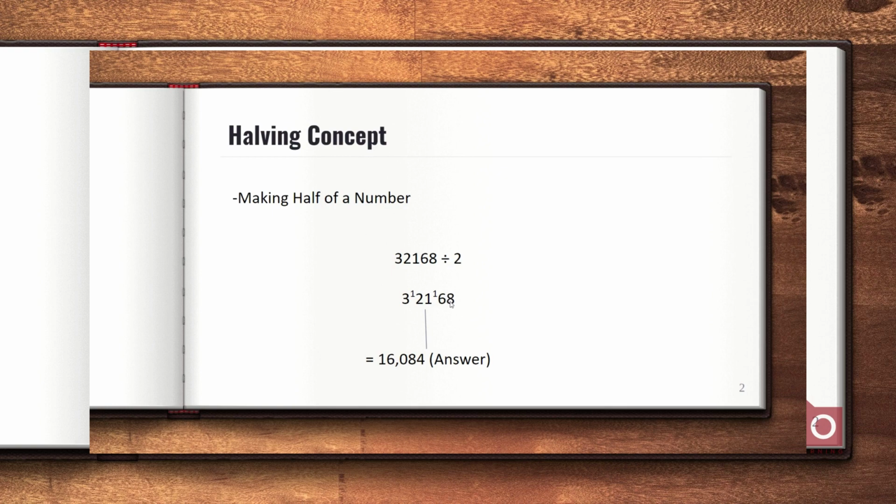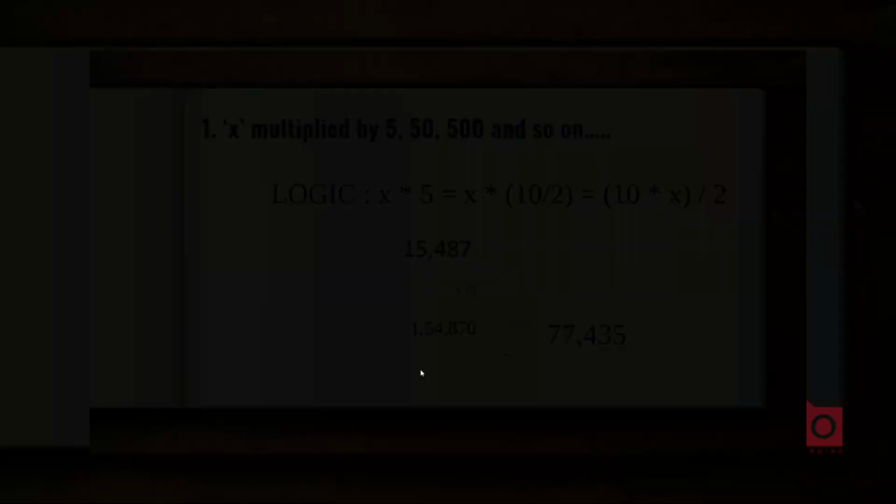Now 8 divided by 2 gives us 4, hence when 32,168 is divided by 2, we get an answer of 16,084. Now let's discuss the advantages of this method.